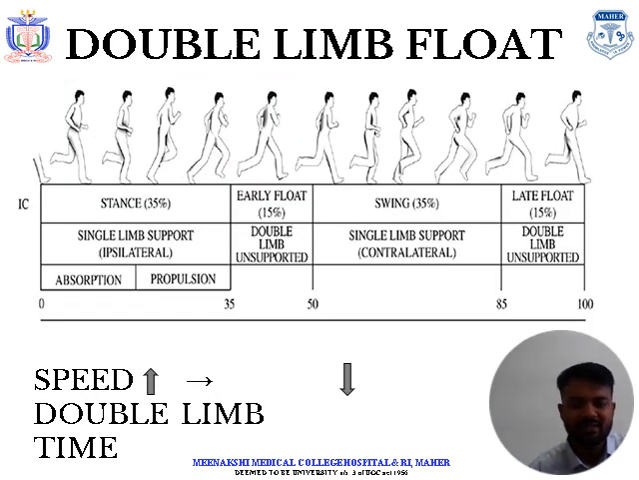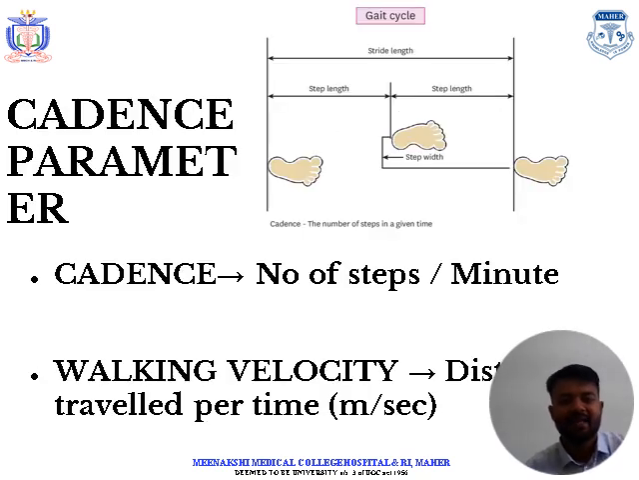Double limb float essentially means that when you start to run, the time the foot is on the ground decreases, which is an increase in speed and a decrease in double limb support time. That is the essence of this slide. Cadence is a parameter of gait, the number of steps per minute. As you can see, there are different parameters like stride length and step width, which are essential for calculating if there are any abnormalities in the gait.